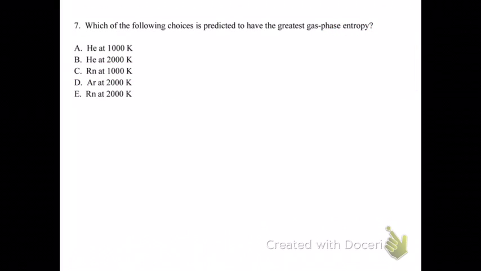Okay, in this problem, we're looking to see which one has the greatest gas phase entropy. And all of these are atomic gases. They're noble gases. So remember, greater temperature means greater entropy. So we look through here. We can eliminate a few of these choices, the ones that are at 1000 Kelvin. Now we're choosing between helium, argon, and radon.